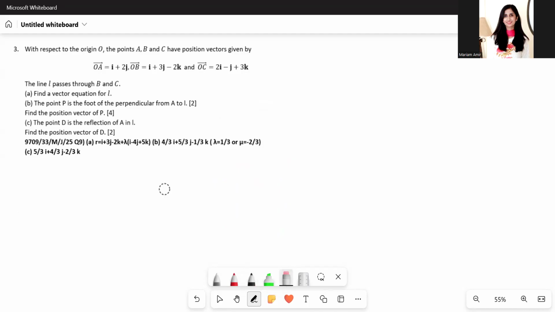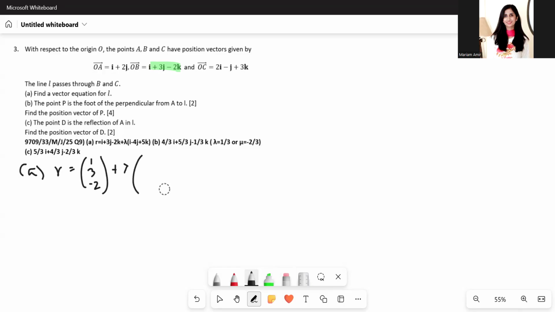Okay. So we write r equals, write down the vector A, 1, 2, 0, plus lambda. Oh no, sorry, they were asking from B to C. So we have to use the coordinate of B. So if I start with the coordinate of B, that's going to be 1, 3, minus 2, plus lambda.